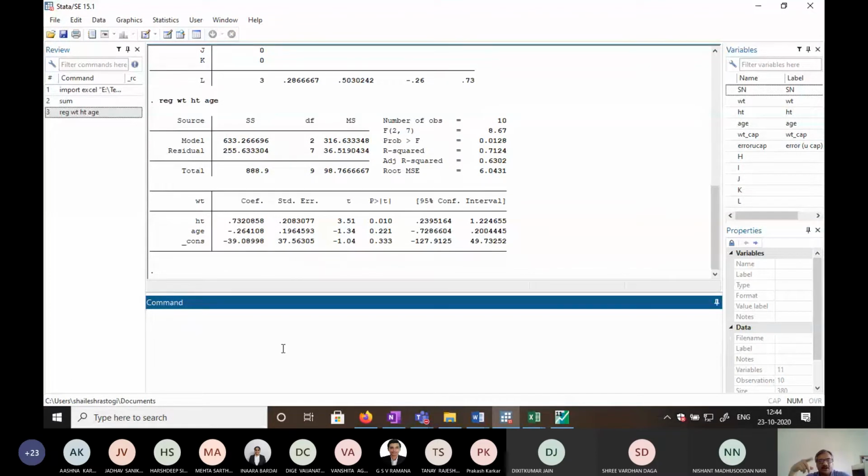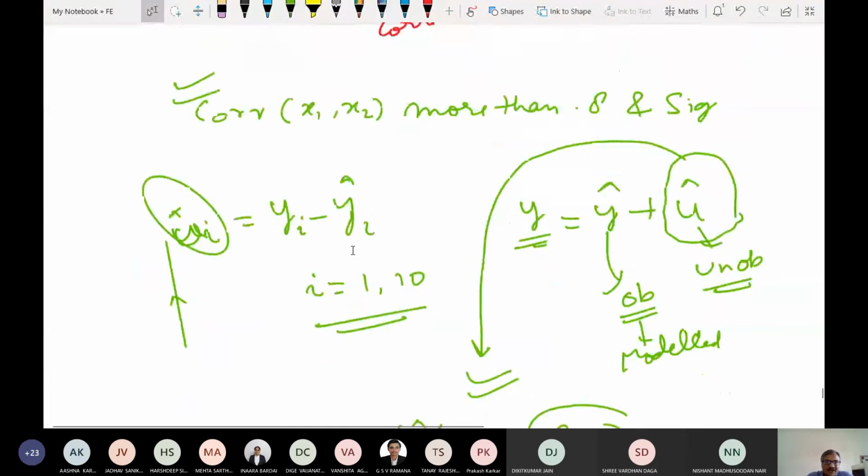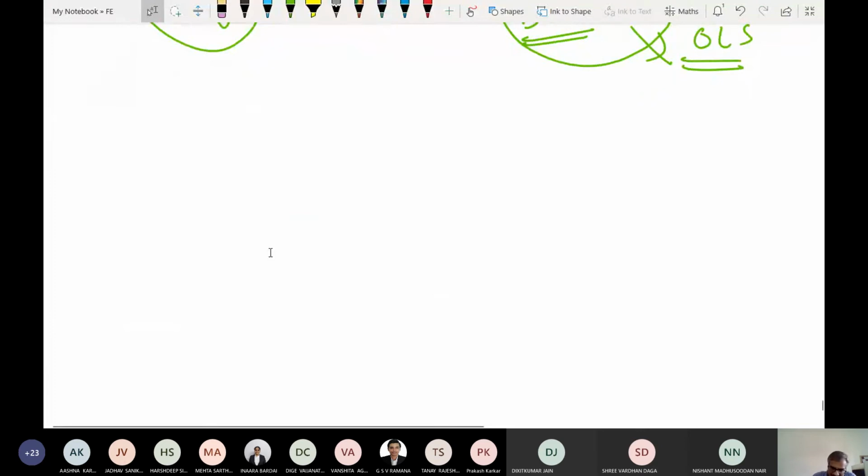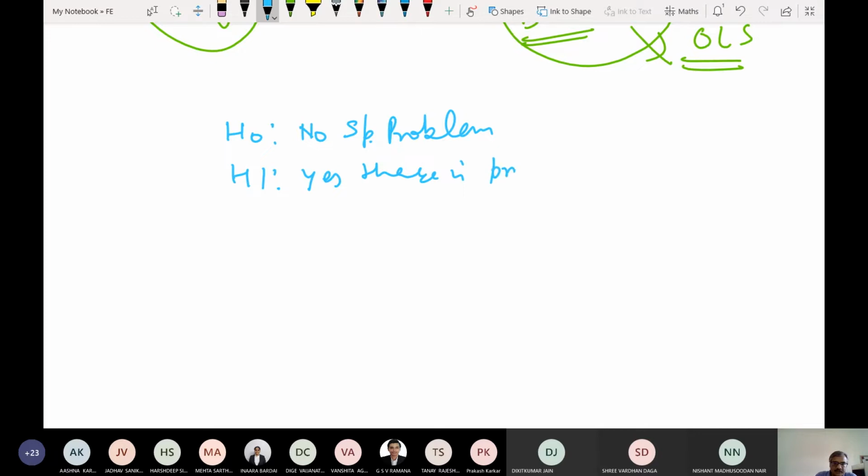And if I want to go for a specification test, I'm talking about the specification part of diagnostic testing. Again, we have to go by the null. The null says there is no specification problem. The alternate says yes, there is a problem of specification. Though this is not a very great test, we always say something is better than nothing. So we go for the reset test.